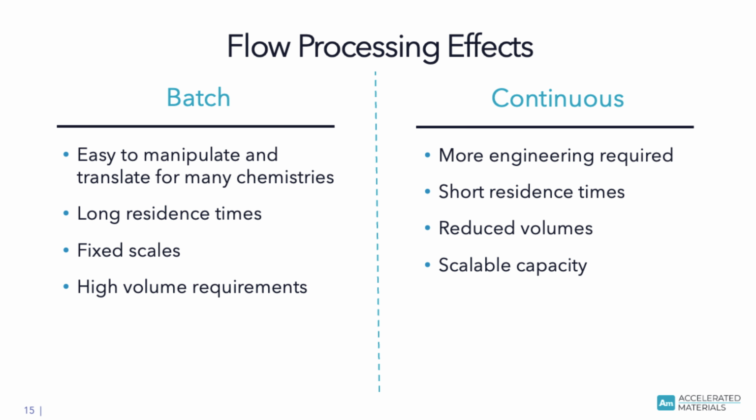With continuous, obviously there's a bit more engineering required. You have to tailor, for example, your flow rates and your reactor length. But at the end of the day, what you can do is actually reduce the volume required for your facility and also have some scalable capacity. So ultimately, batch is great for maybe small scale R&D, whereas continuous is much more well suited for factory production.